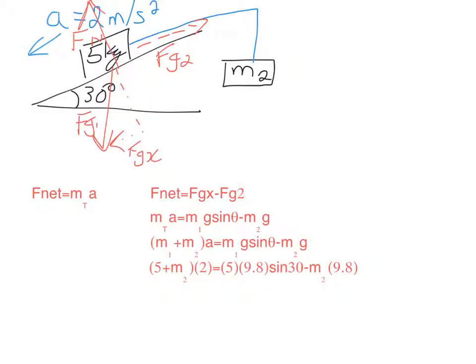Okay, and then I can put in all of this. I have 5 times 9.8. And I have a sine of 30 degrees. And mass times 9.8.